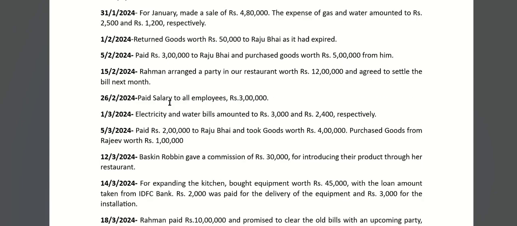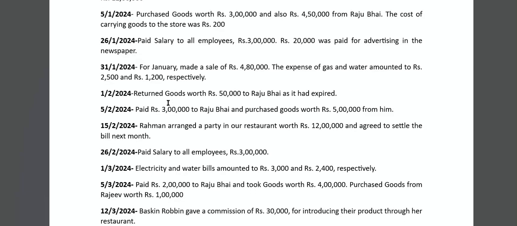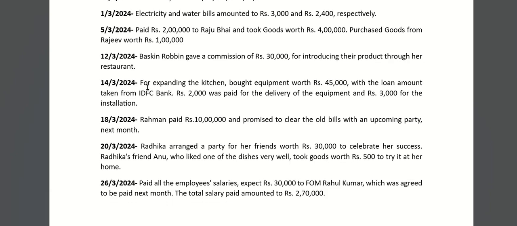Do you remember who is Rahman? You can just see when Rahman came before. Rahman came to our restaurant on 15th of February. He arranged a party for rupees 12 lakh. He agreed to make the payment, but he didn't pay the bill. He agreed to make the payment next month. So next month, he arrived on 18th March and said, even though I have to pay 12 lakh, I just have 10 lakh with me. The remaining 2 lakh will be paid later.